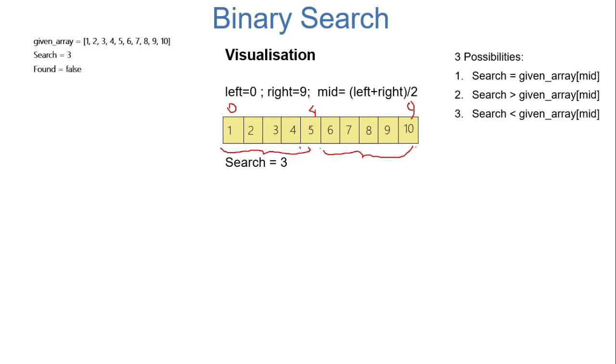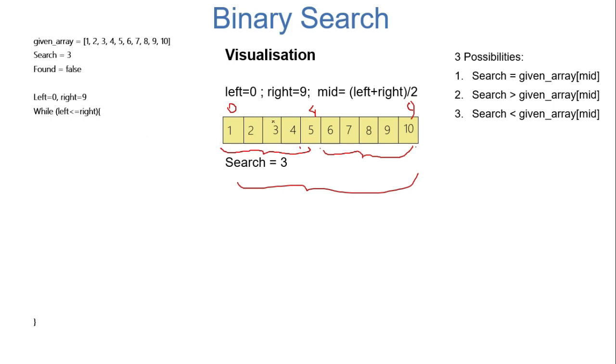First, we will initialize found with false because we haven't found the data. And then I will initialize left and right with the first index and the last index. We will keep on comparing the search to the given array mid as long as our searching area is in here. That is why for this situation, I will need a while loop. The condition is left less than or equal to right.